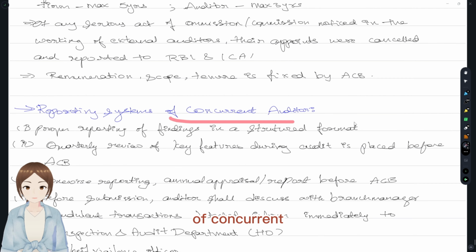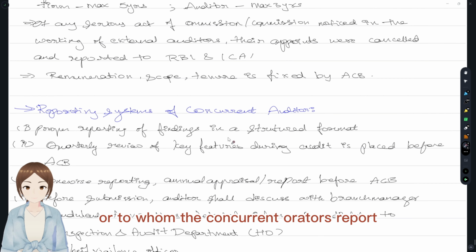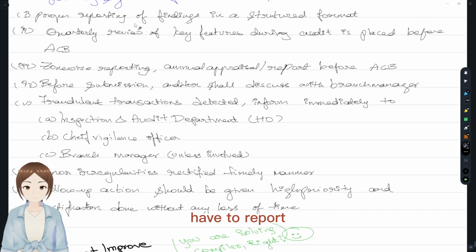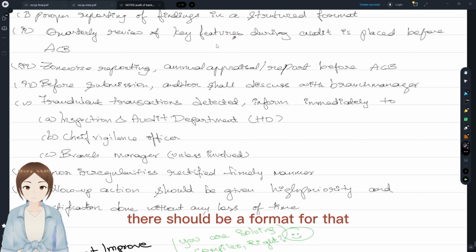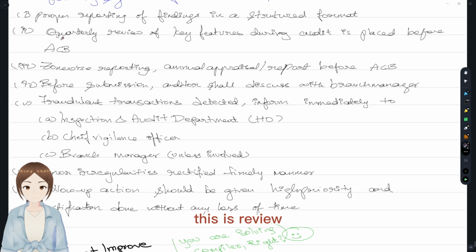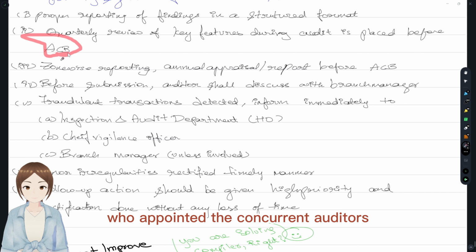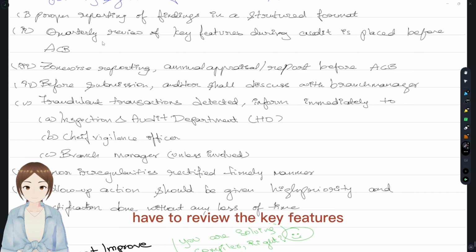Reporting systems of concurrent auditors. To whom the concurrent auditors report, and on what matters they have to report. A proper reporting of findings in a structured format. There should be a format for that. And a quarterly review: the key features during the audit are placed before the ACB. That is, the ACB who appointed the concurrent auditors has to review the key features during the audit, or report key findings, etc. And zone-wise reporting, annual appraisal report before the ACB.